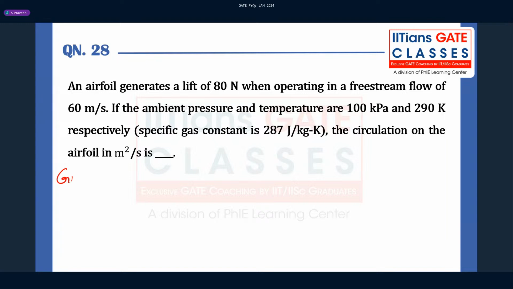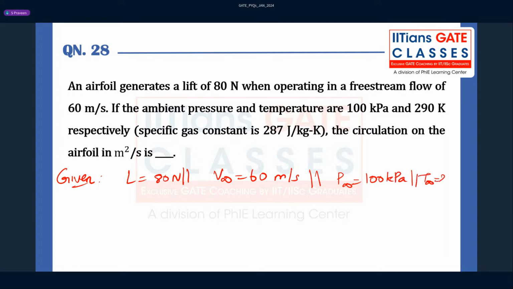Let's write down the given data. Lift is 80 Newton. Your free stream velocity is given as 60 meter per second. Your pressure is given as 100 kPa, and your temperature is given as 290 Kelvin. Circulation on the airfoil is in meter square per second.